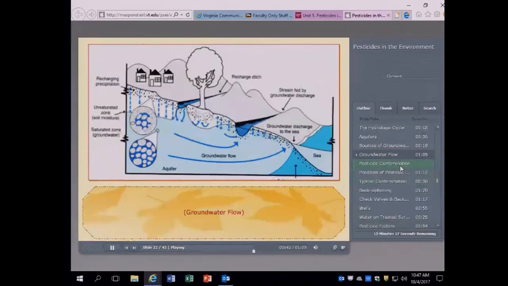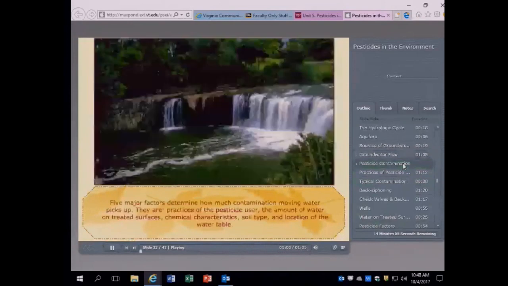We recharge these zones through precipitation. We can recharge them through other water sources. You see here a ditch that might be allowing water to flow and then recharging the soil moisture. And then also streams can be fed, as you mentioned, by groundwater discharge in addition to the ocean. We place great emphasis on water quality, and that's why we have defined some of these points of groundwater and surface water and how water moves and the whole hydrologic cycle and so on.